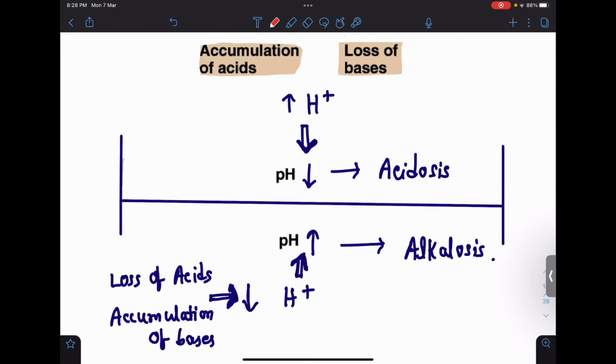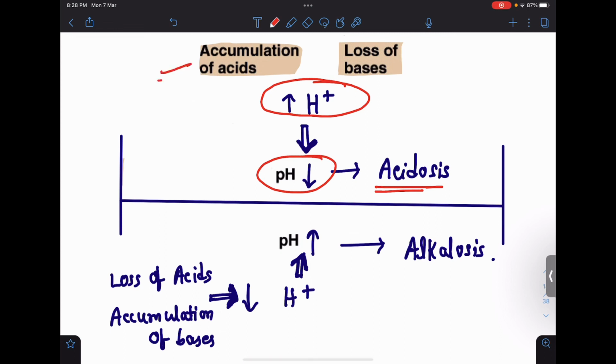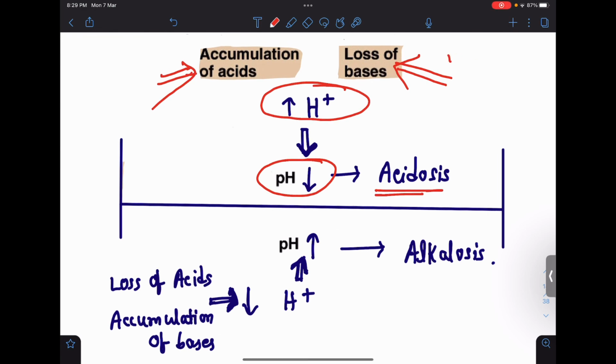When H plus ion concentration increases, it lowers the pH. That means there is acidosis. This we already know, and it may be a result of accumulation of acid in the body or loss of base from the body. This will help us to know different causes of acid-base disorder. Any cause leading to accumulation of acids or loss of base will ultimately result in an increase in H plus ion concentration, which will lower the pH, thereby resulting in acidosis.